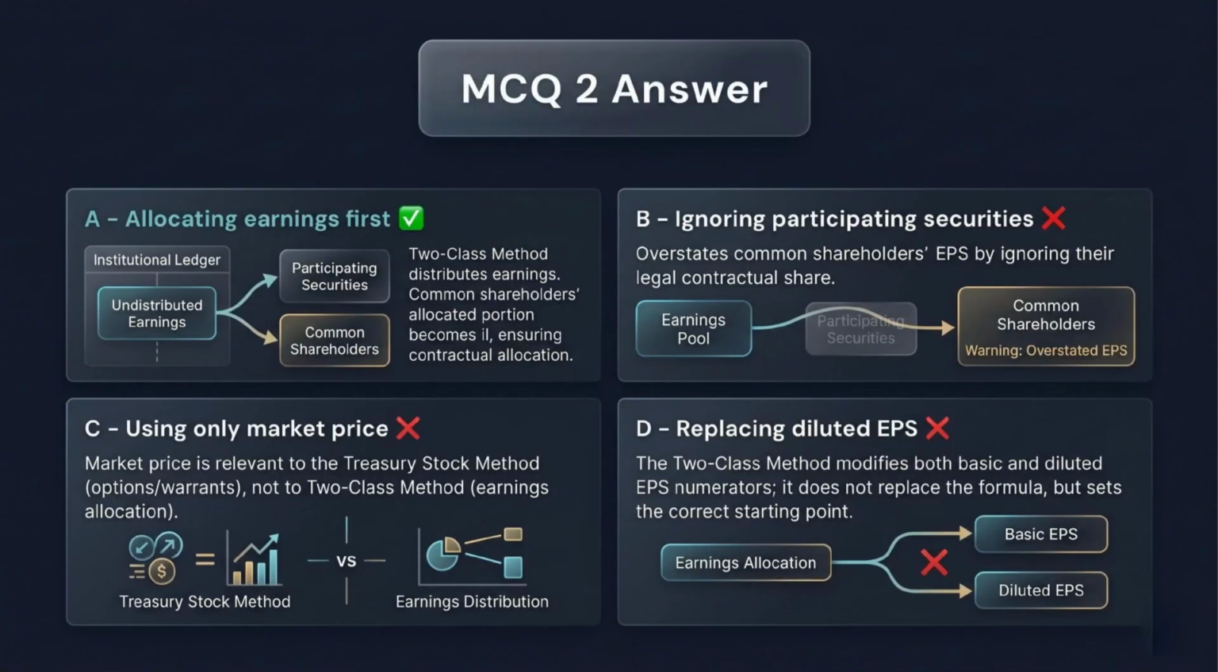The two-class method allocates earnings between common shareholders and participating securities before computing EPS. It does not ignore participating securities. It does not use only market price, which belongs more naturally to treasury stock method thinking. And it does not replace diluted EPS. It modifies the numerator that feeds into the EPS calculation.